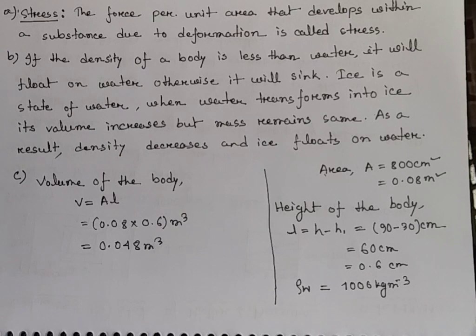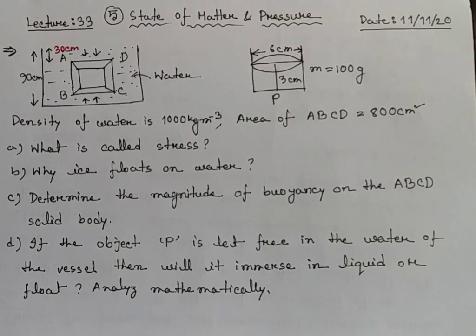That means if we just imagine that the height of the water level is h, and the difference of the tip of the body from the highest water level is h1, then the height of the body will be h minus h1. If we just see it from our diagram, what is the height of the object?